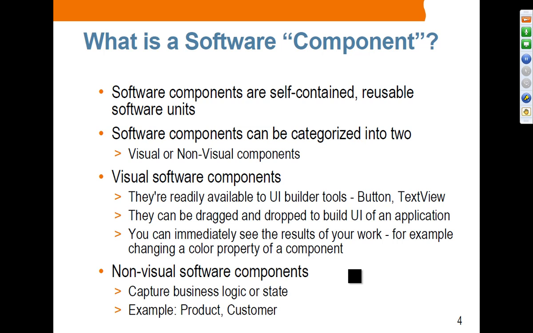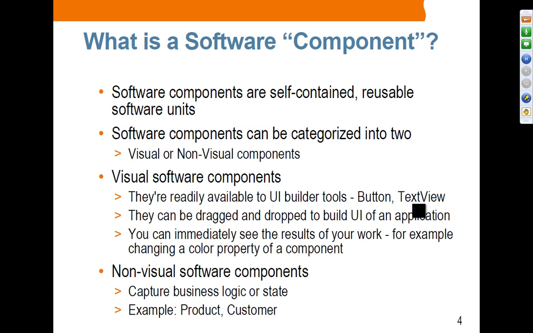From the Java perspective, software components can be categorized into two. One could be a visual component. The other one could be a non-visual component. Visual software components could be something like a button or text view. In our hands-on lab exercise, we are going to use NetBeans. NetBeans is considered a UI Builder tool. Basically, you can drag and drop the button component or text view component to build your application.